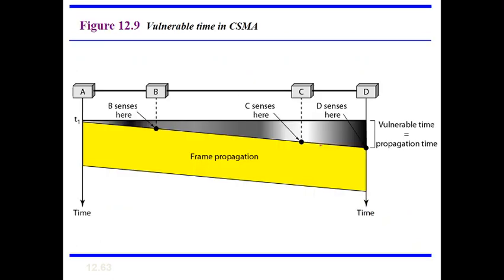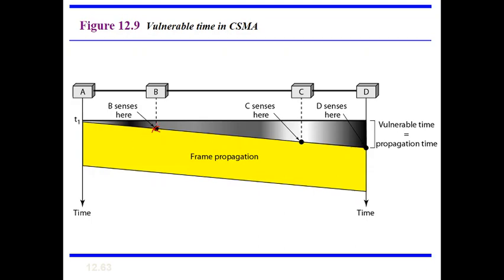If we want to discuss the vulnerable time, again I'm considering the same example. We'll see how the vulnerable time of CSMA is equal to the propagation time. At time t1, A senses the medium, finds it idle, and transfers the data or frame. At this particular period of time, because of propagation delay, B receives the first bit of the frame sent by A. That is what we call propagation delay. Propagation delay or time is nothing but the time required to transfer the first bit from sender to receiver.